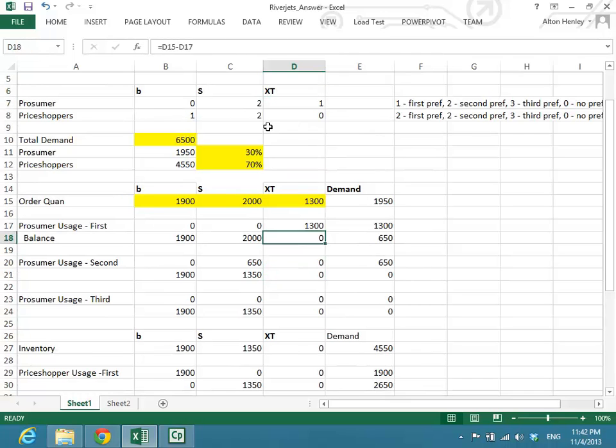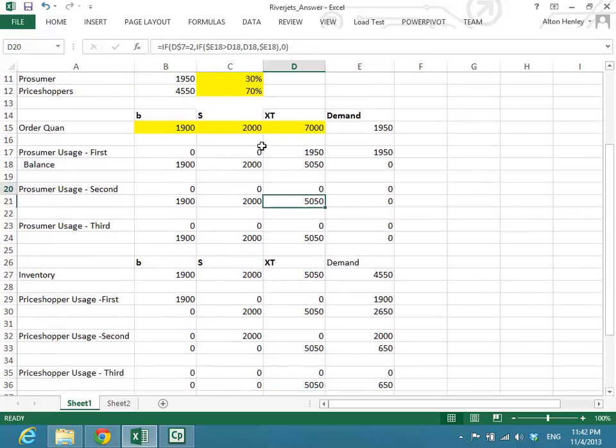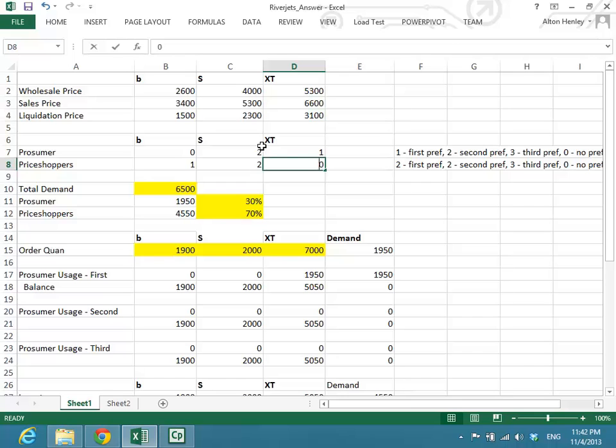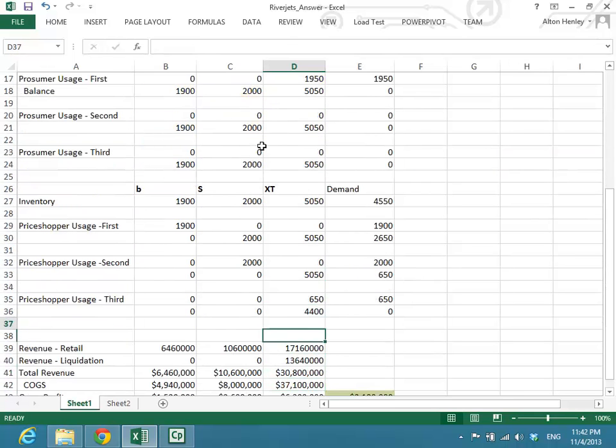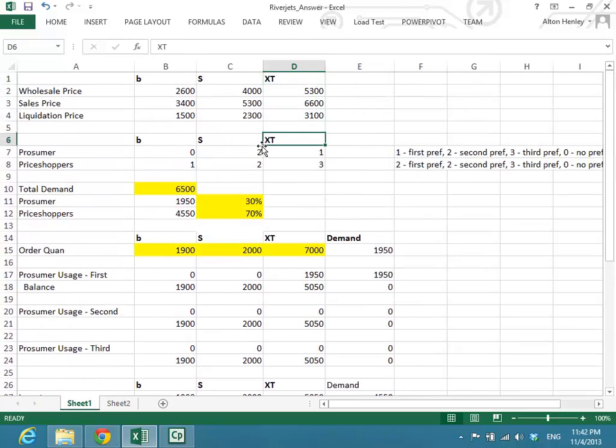So let's say we're looking at 7,000 XTs. Now I would sell out all the ones I have to the prosumers, so we took care of all of them, but we still have the ability to sell them to the price shoppers. So if I had a 3 here, now the price shoppers would buy at least some of those XTs if it were a choice for them. But in our given model, these are the preferences. And if we run solver, we'll get the same result, at least right now, because everything else is the same. It's just that we've now created these parameters. This is the solution for RiverJetz.